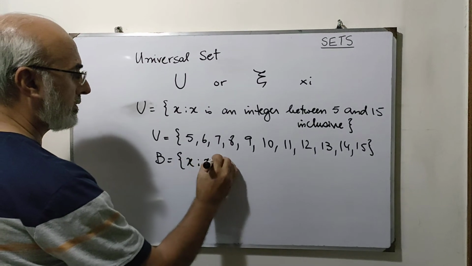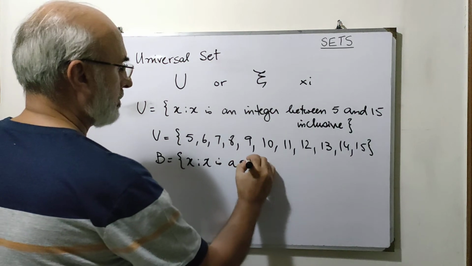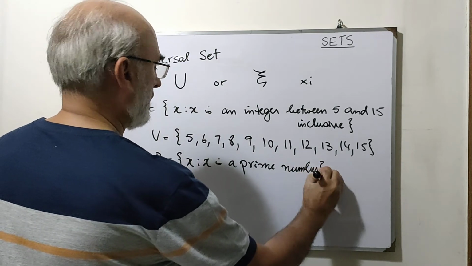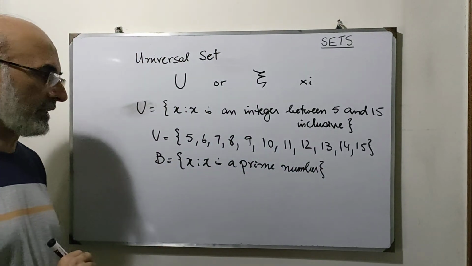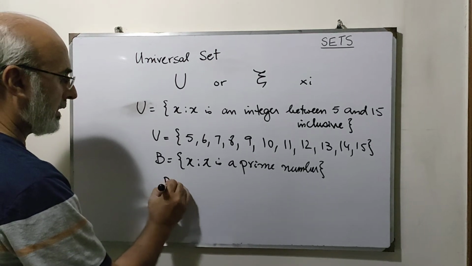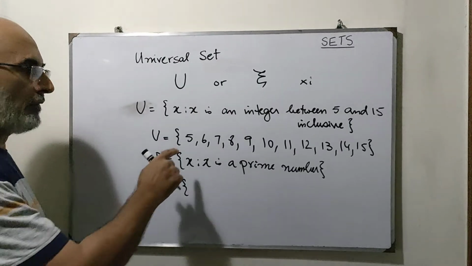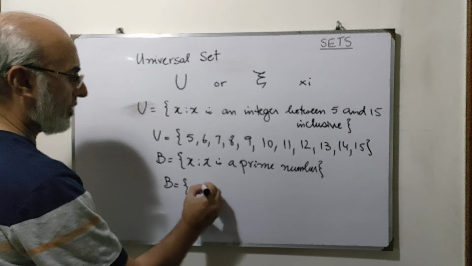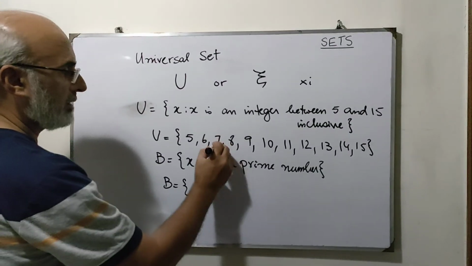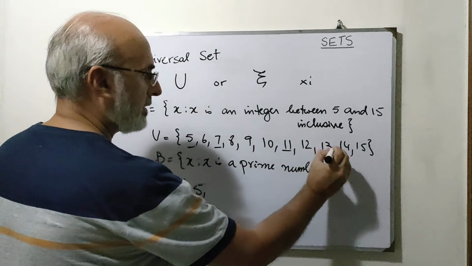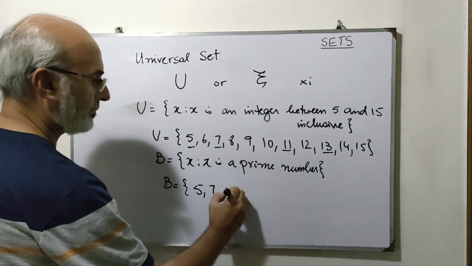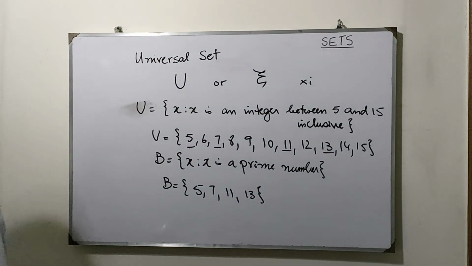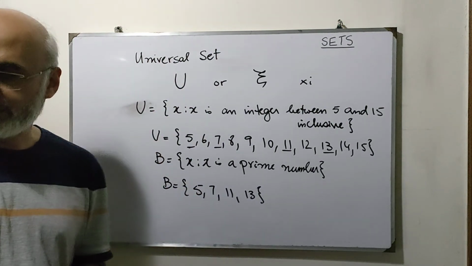Okay. And I have another set, let's say B equals X, such that X is a prime number. Now this set is with reference to this universal set, okay? And so B is going to contain, I'm going to see which are the prime numbers from this universal set, which are 5, 7, 11 and 13. Okay, now we have to represent this through a Venn diagram.